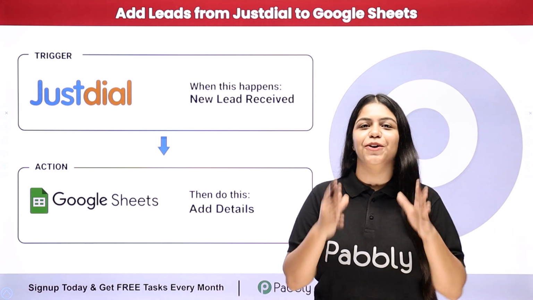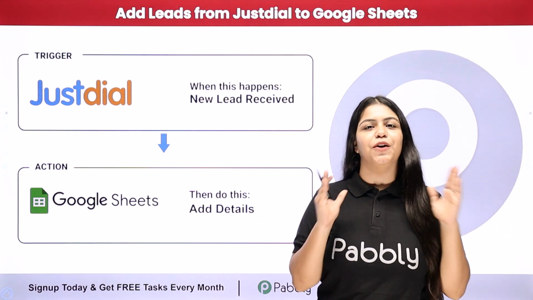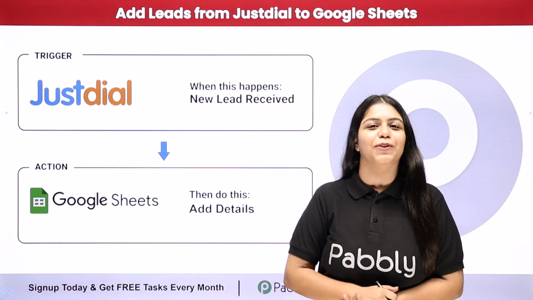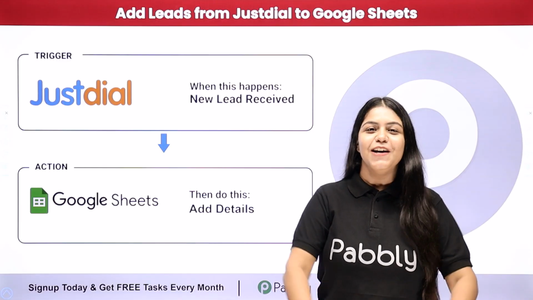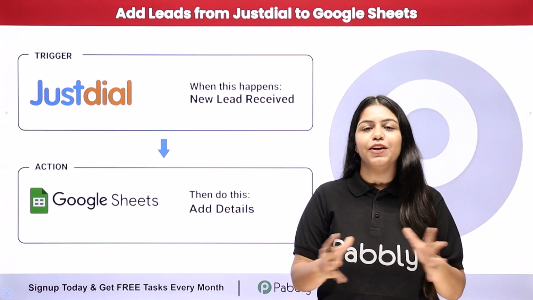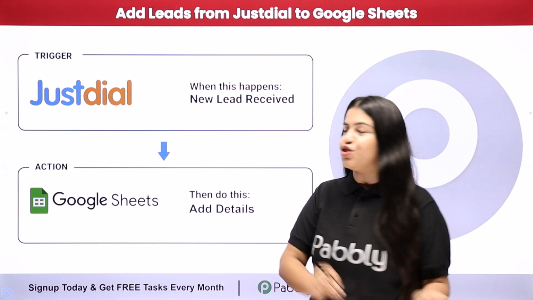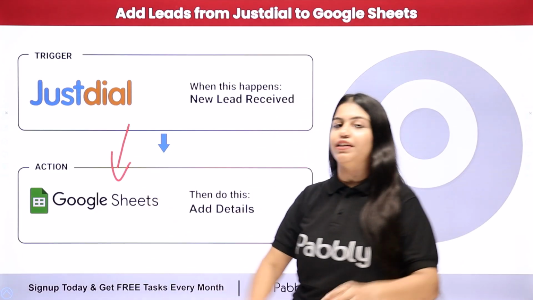Hey, so I know you are also using Justdial to get more leads for your own business. And I also know that you are still adding the lead details into your Google Sheets manually. So it's time for a change. You can use Pabbly Connect and create a connection between Justdial and Google Sheets within minutes.